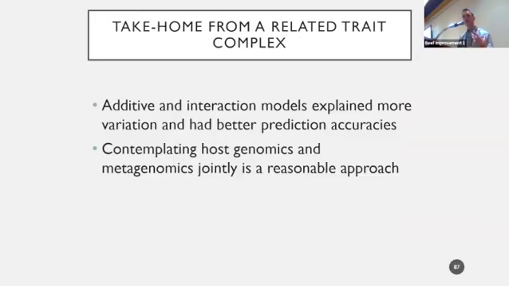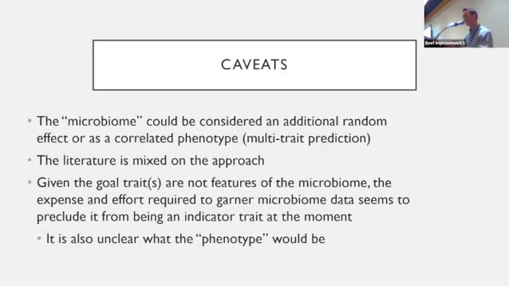So the take home from a related trait complex, and what I just showed you was results for average daily dry matter intake, so very much related, as we heard before, to enteric methane output. And the take home from that is additive and interactive models explain more variation and had increased prediction accuracies as we predicted the adjusted phenotype. And so considering host genomics and metagenomics jointly seems like a reasonable approach for the trait complex of methane.